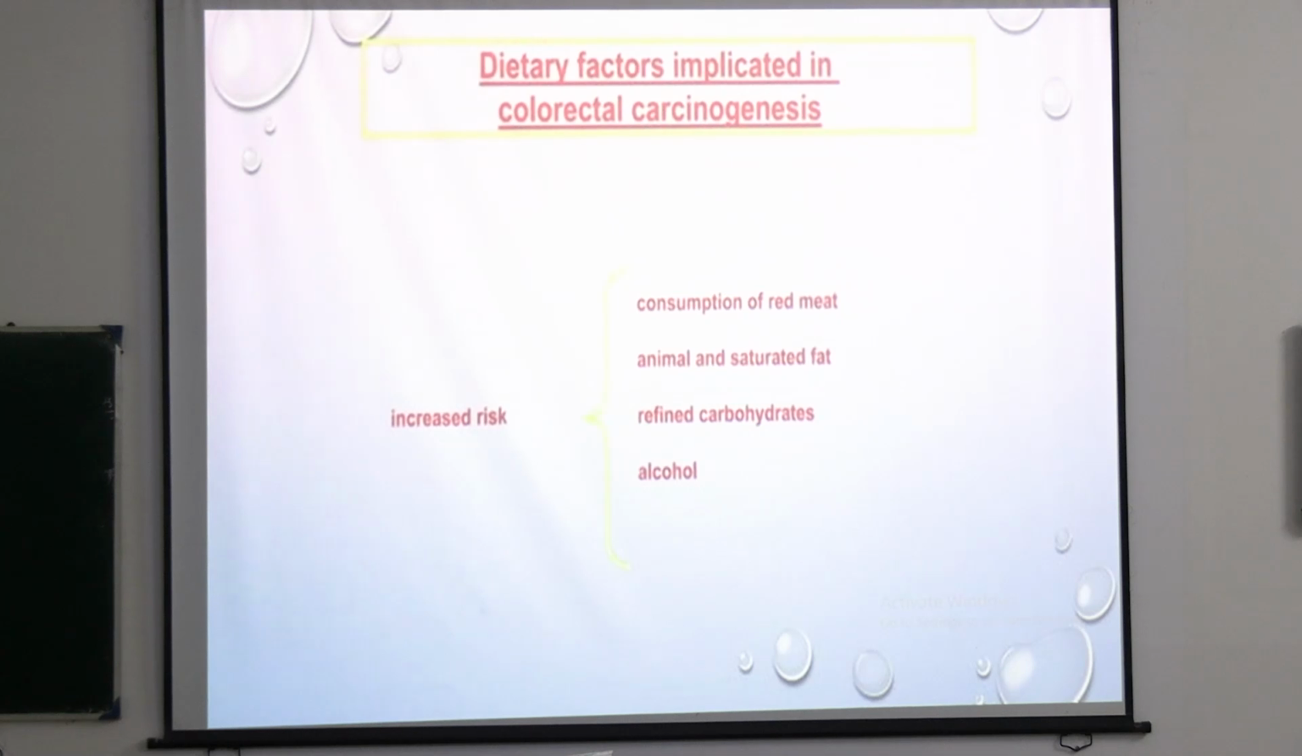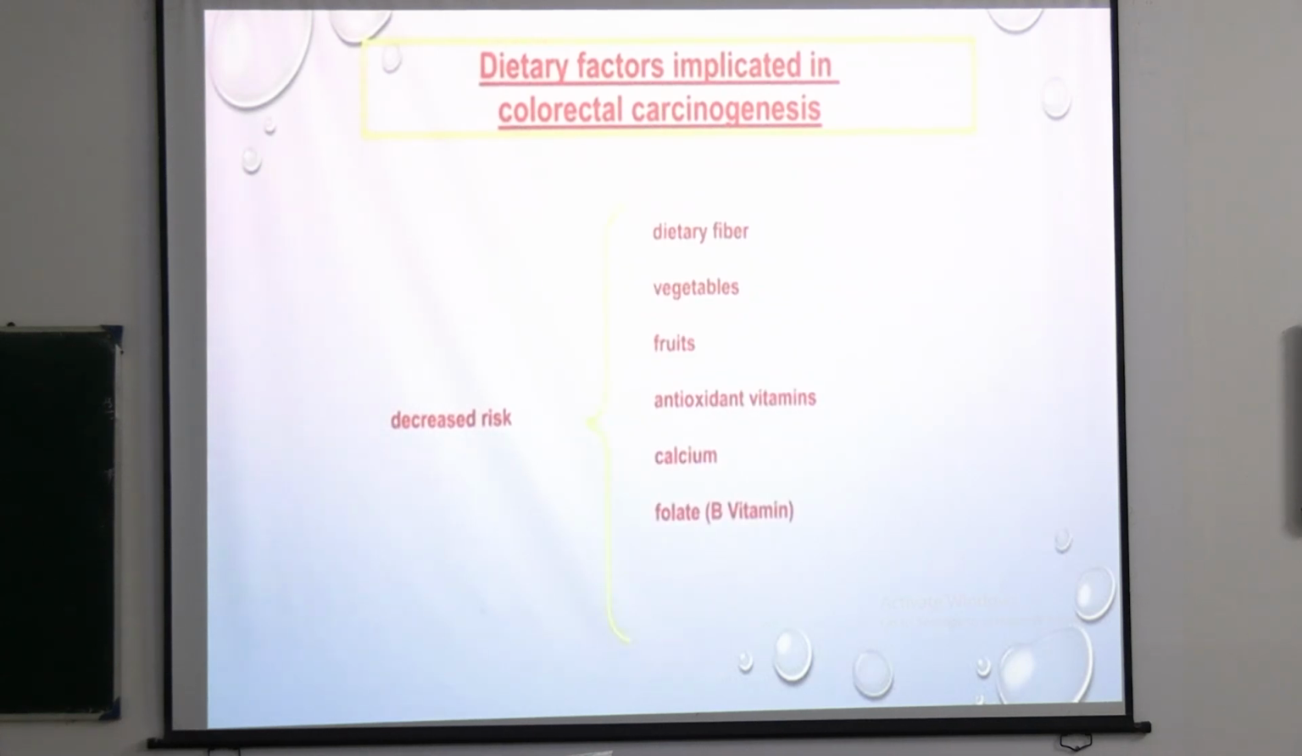incidence of colorectal carcinoma. And the preventive factors are dietary fiber. The more you increase the dietary fiber, the less chance of carcinogenesis. And under dietary fibers come the vegetables, fruits, and then antioxidants and vitamins, folic acid, calcium, all these decrease the risk of colorectal carcinoma.